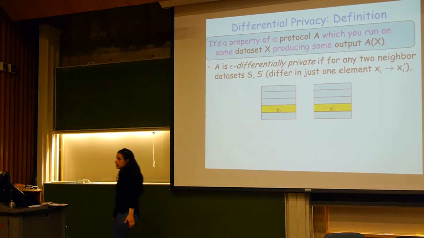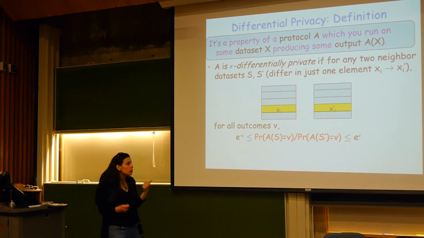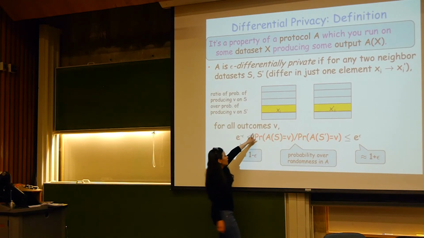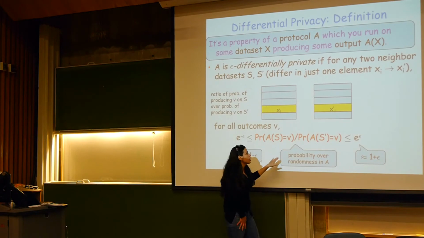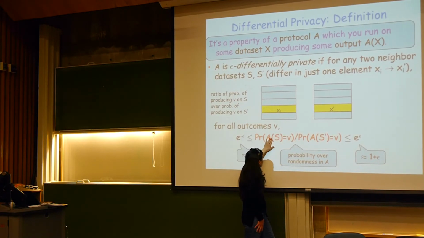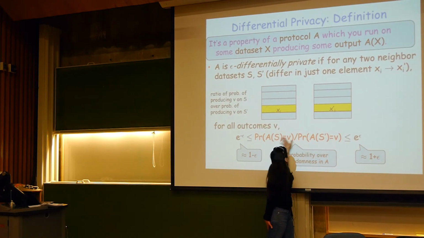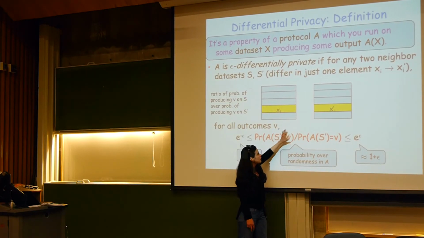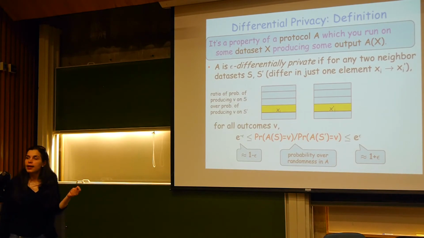What we want is that for any two neighboring data sets that differ on just one entry, for all possible outcomes V that the mechanism might produce, the ratio of the probability of producing the outcome V under the first database S over the probability of producing V under the second neighboring database is close to 1. In other words, these two probabilities are very close to each other.